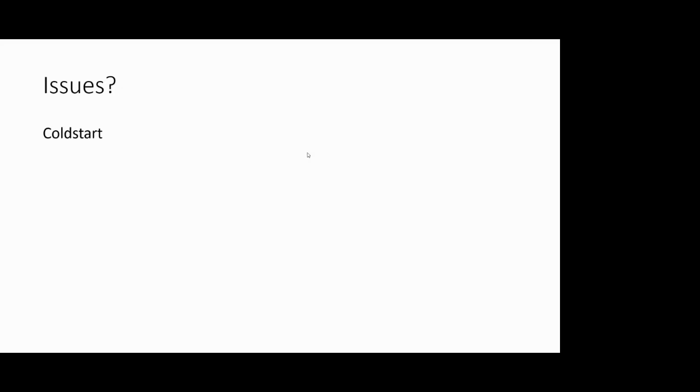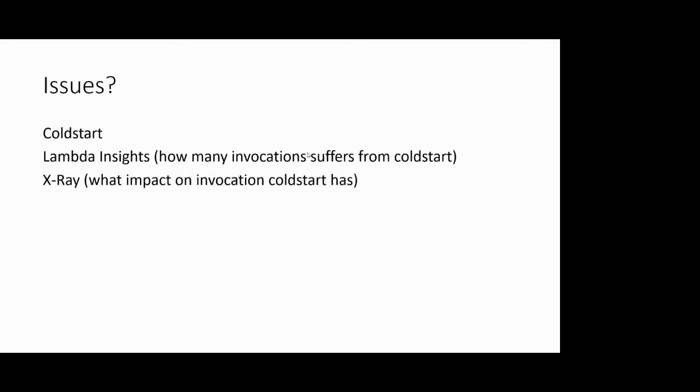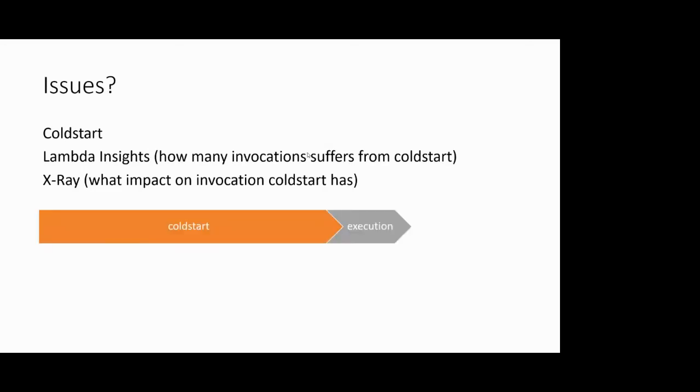How to observe this? How to understand this cold start from your perspective as a developer? We can use Lambda Insights. Using this, you will know how many invocations really suffer from cold starts, and also X-Ray, which can show you exactly how long it takes Lambda to start after cold start. So let's look at the invocation itself. It looks like this. You have cold start, this is a long cold start, then you have execution. This is an example for .NET. For Python, it will look like this.